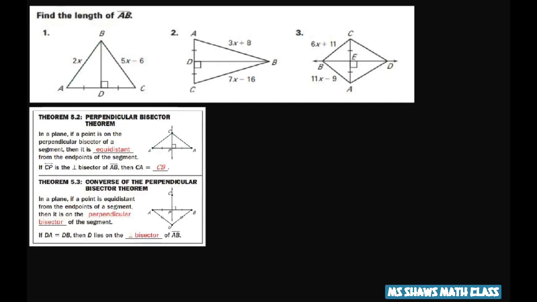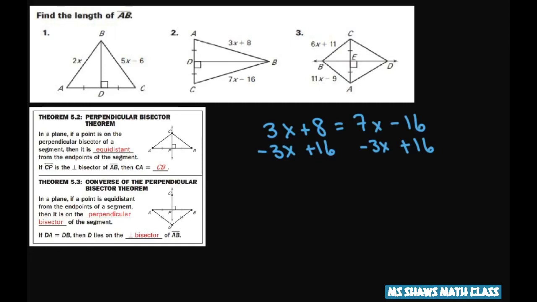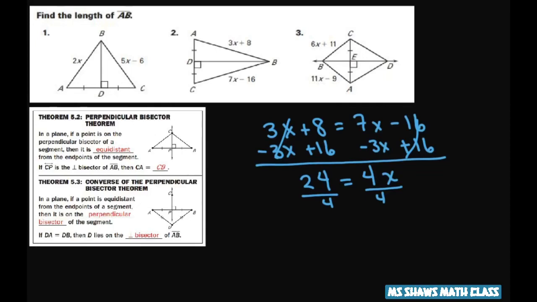Now the next one, we do the same thing. The triangle's just turned around a bit. So we have 3x plus 8 equals 7x minus 16. So I'm going to add 16 to both sides of the equation and subtract 3x from both sides. So those cancel, and you get 24 equals 4x, and divide both sides by 4, and you get x equals 6.